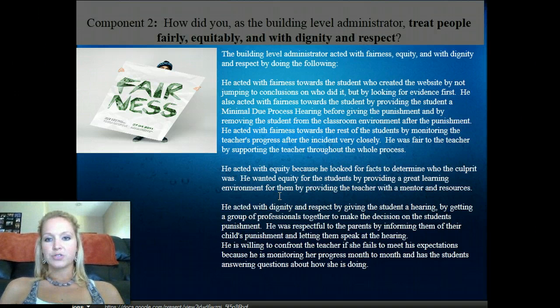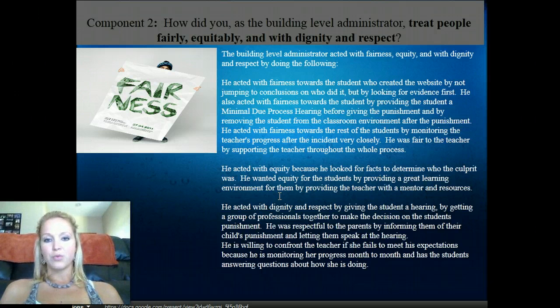Component 2. How did you as the administrator treat people fairly, equitably, and with dignity and respect? He acted with fairness towards the students who created the website by not jumping to conclusions on who did it, but by looking for evidence first. He also acted with fairness towards the student by providing a minimal due process hearing before giving the punishment and by removing the student from the classroom environment after the punishment. He acted with fairness towards the rest of the students by monitoring the teacher's progress after the incidents very closely. He could have just let it go and not worried about it anymore.